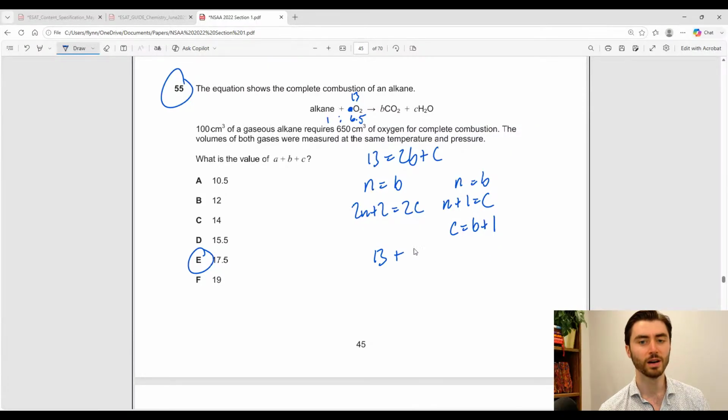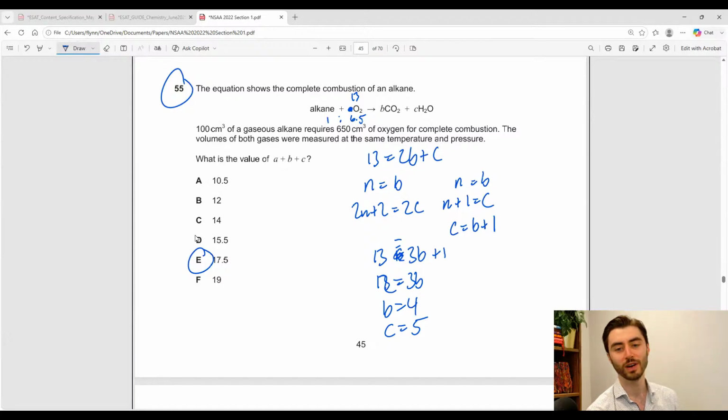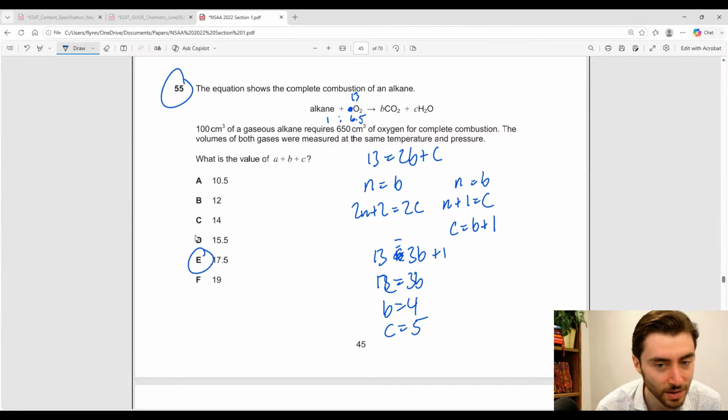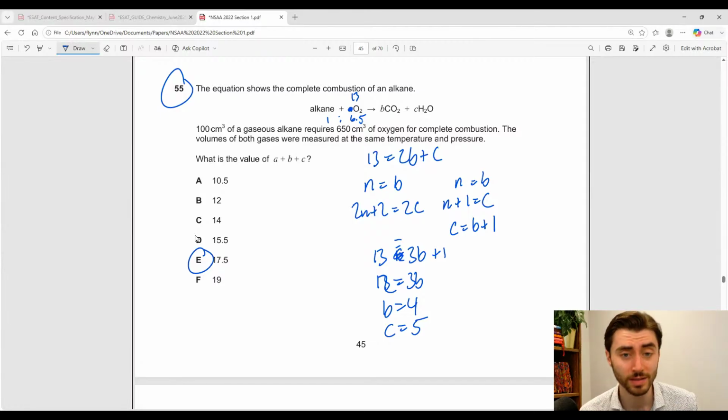So 13. Oh, that was so stupid. I was so there. So 12. So B is equal to 4. C is equal to 5. 6.5. Oh, it was 15.5. 9 plus 6.5 is 15.5. God damn it. All right, that was totally doable. I just made an execution error the first time. I don't know what it was. So that's a bit annoying.